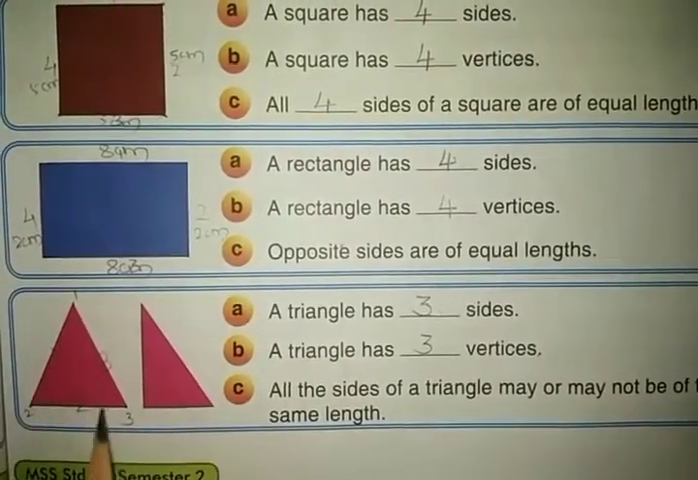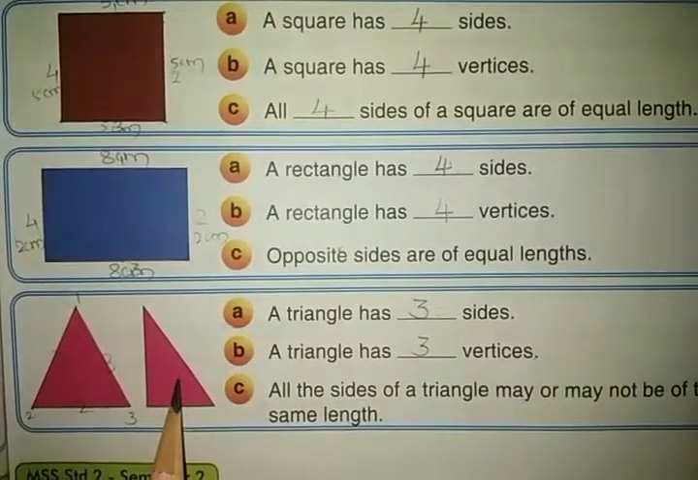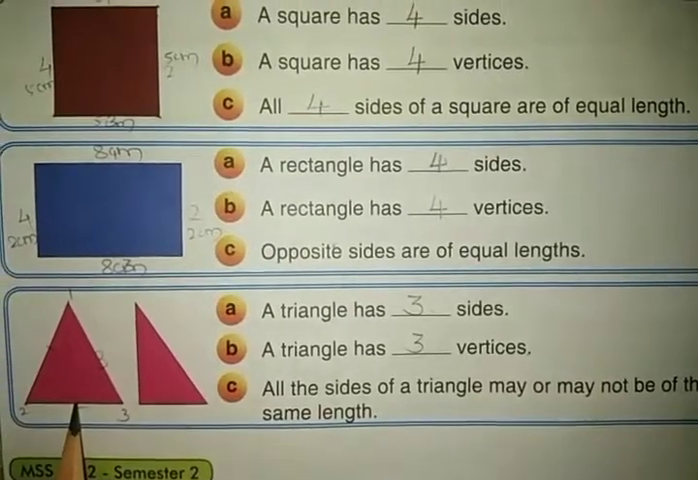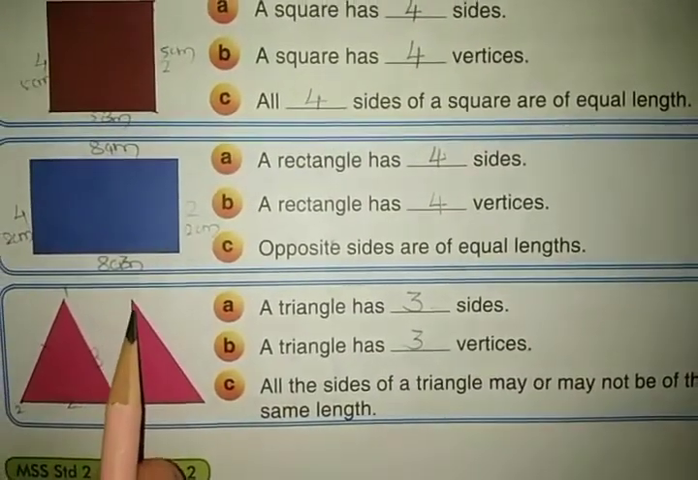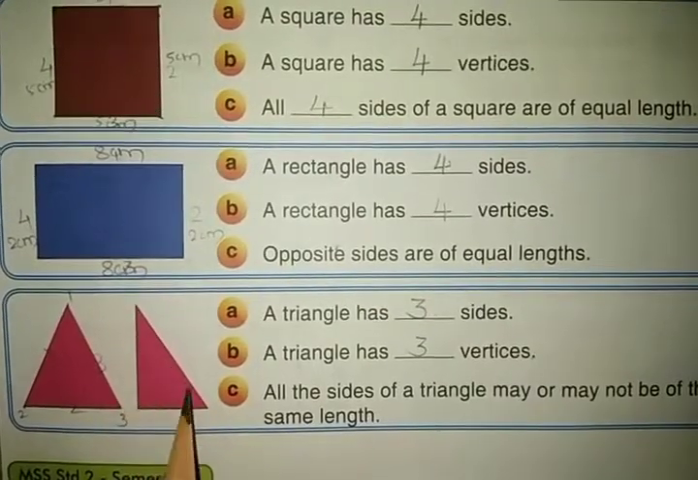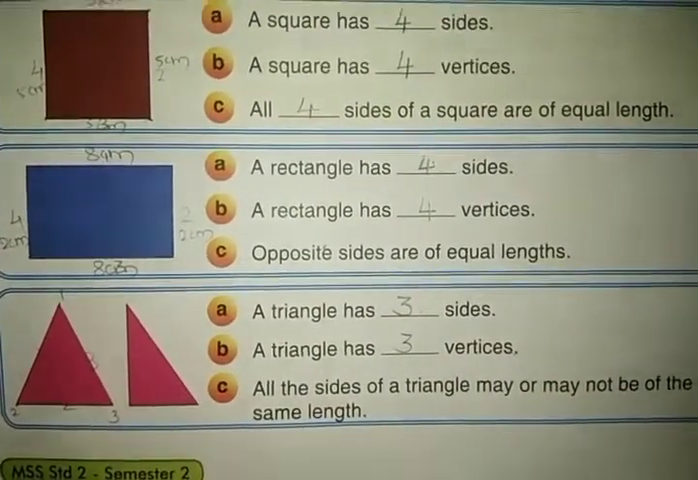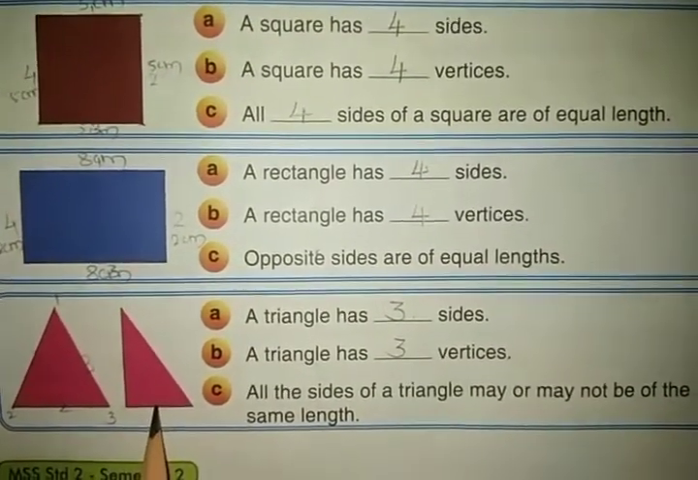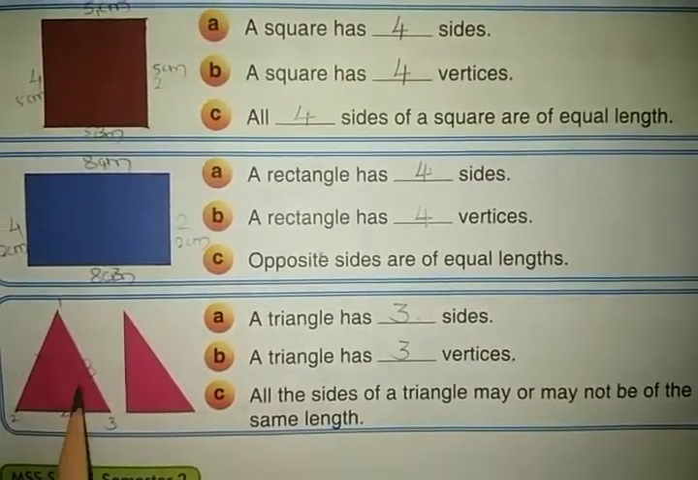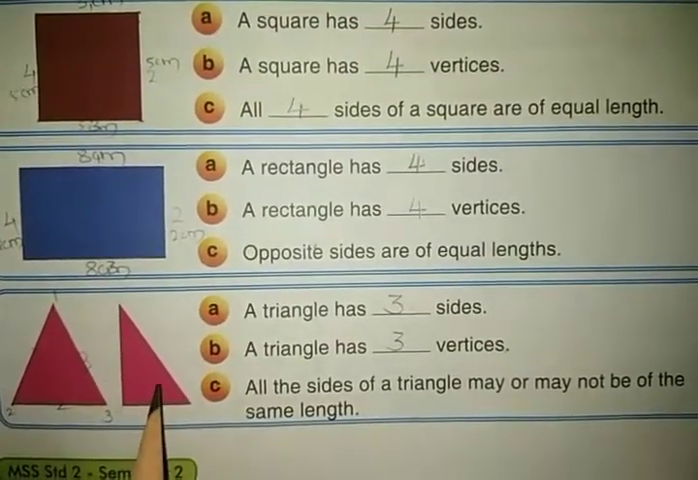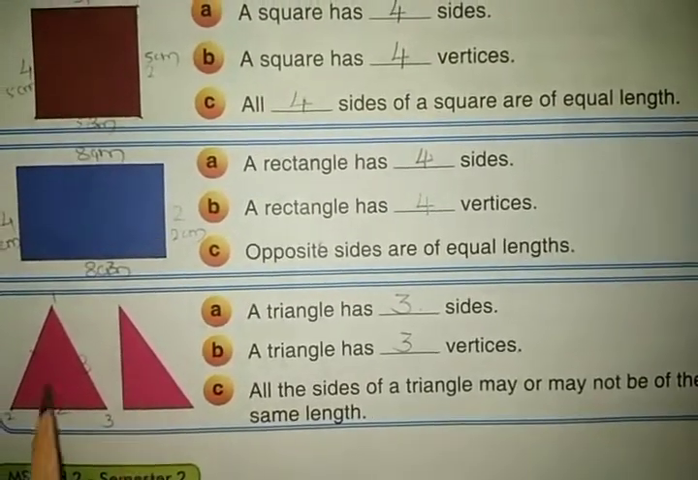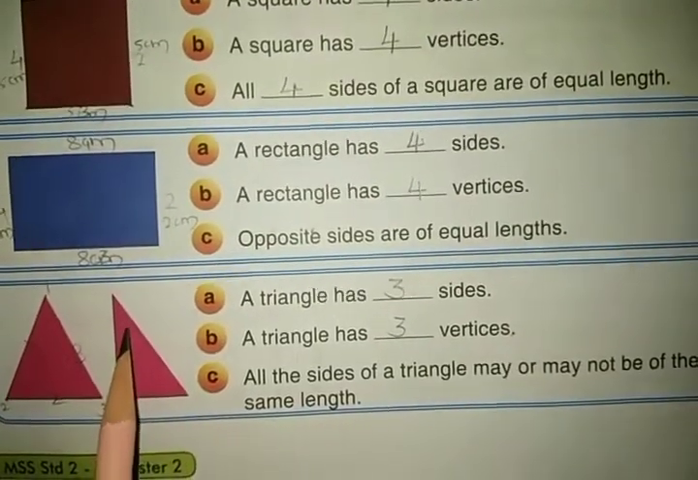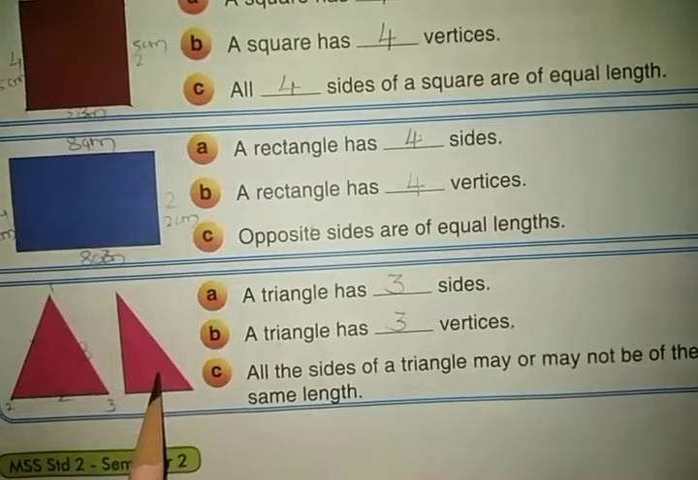Okay, see here in this picture, this is also a triangle and this is also a triangle. Yes, but here in this picture all the sides of the triangle are the same in length, but here this length is smaller and this line is a little longer than these two. Yes, a triangle may have all the sides equal in length or may not. This triangle has all the sides equal in length and this triangle does not have all the sides of the same length.